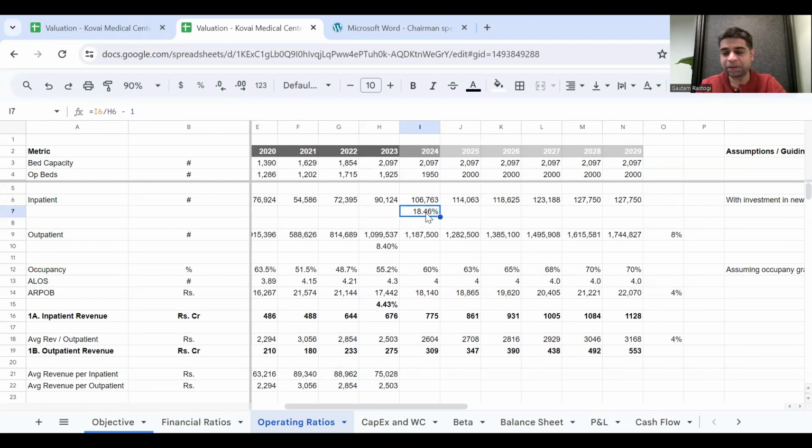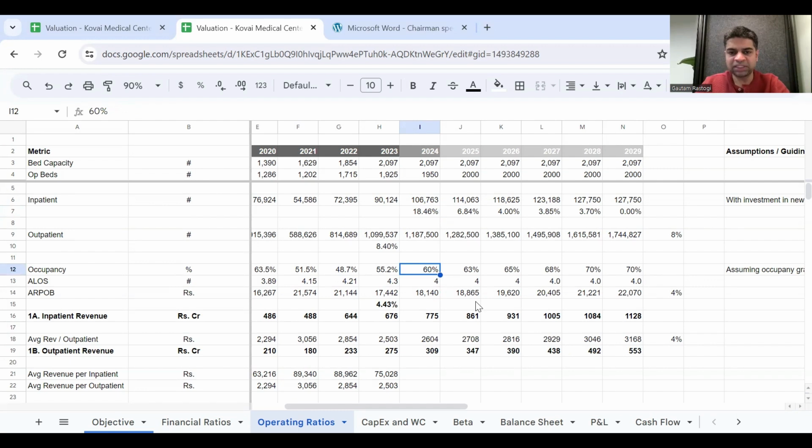So 18.46, this is pretty high, man. Looks pretty high. So what I would do is, okay, number of inpatients. It may or may not be high, but I don't want to assume double digit growth rates, given that they operate in a place where competition is intense. So I would rather lower, fine tune some of my assumptions.